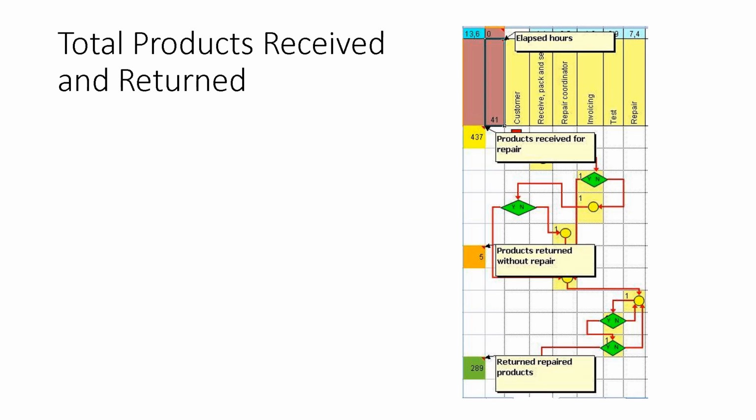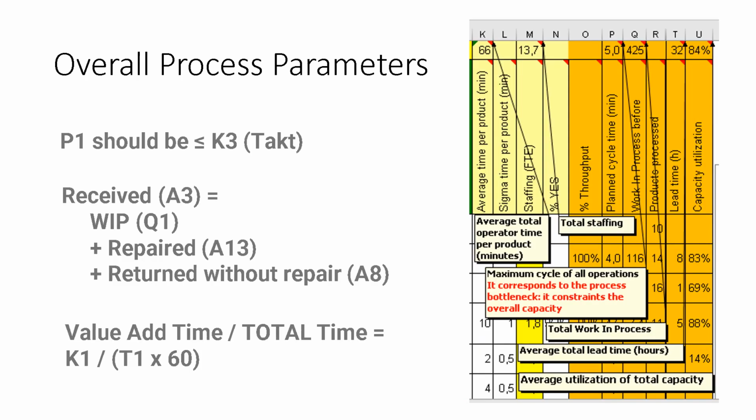Elapsed hours simulated are in V2. Products received for repair, products repaired, and products returned without repair are shown in column A. Total values for columns K to U are shown in row 1. K1 is the average value add time, total process time per product. M1 is the total staffing in the line, full-time equivalent.